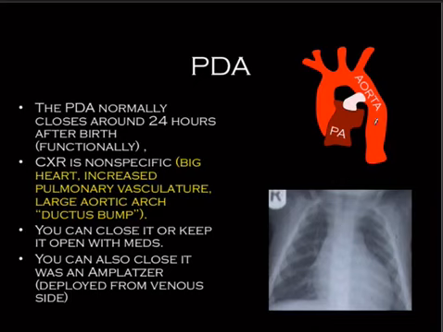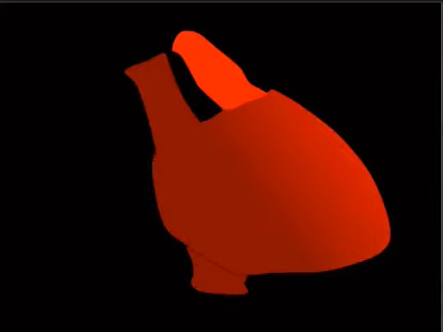And the way that I used to remember that was, it's actually prostaglandin E. I used to think about an E as like holding it open, and then indomethacin takes that away. You can close it with an Amplatzer device that's deployed from the venous side, not the arterial side, if it's really large and doesn't respond to medications.